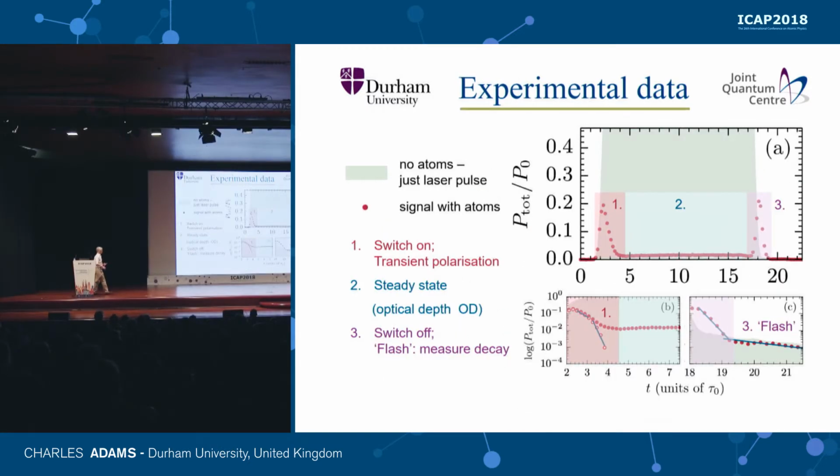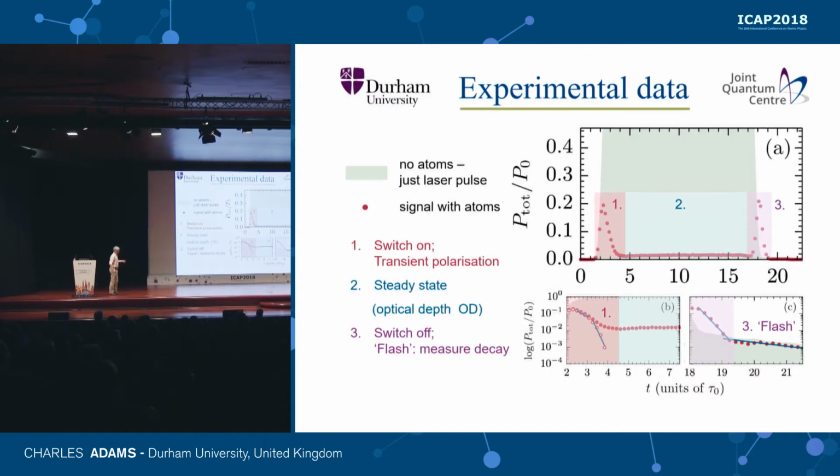And this is the kind of data that we see. So this is a trace of our measured pulse. This is the raw pulse with no atoms here that goes off scale, well, up to 1. And then the light that's transmitted, we see an initial transient, and then it settles down to some steady state. And this steady state determines the optical depth of our medium. So e to the minus OD is what we're measuring as the transmission here. And then we turn the light field off, and you see this kind of pulse. And this is known as a flash. So this is a characteristic.